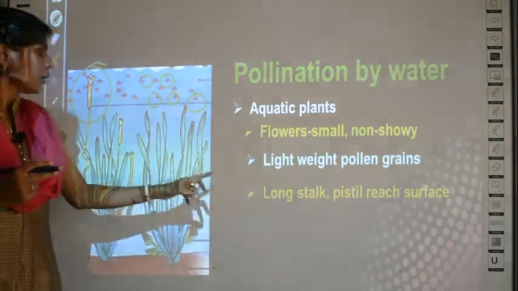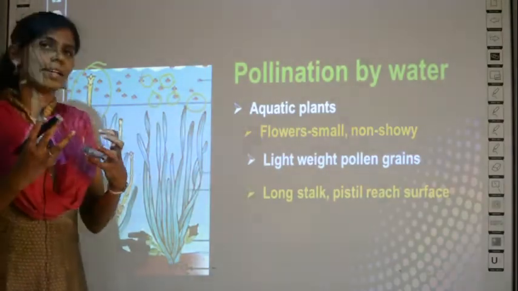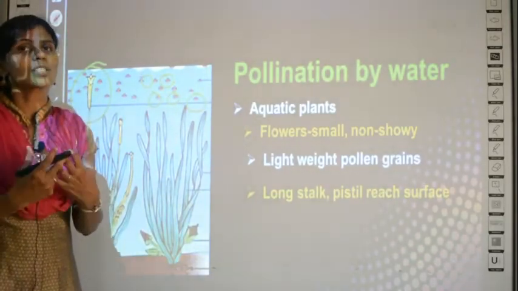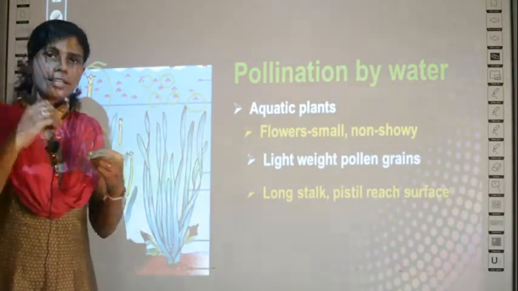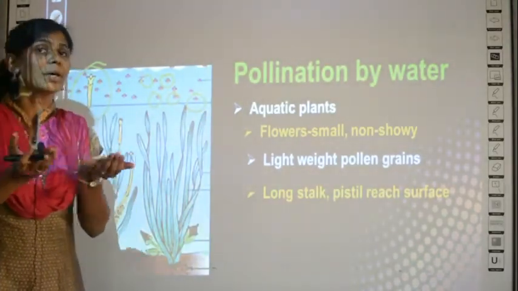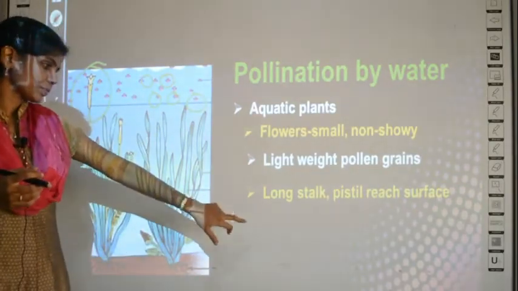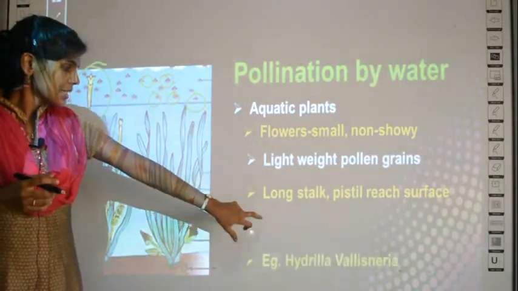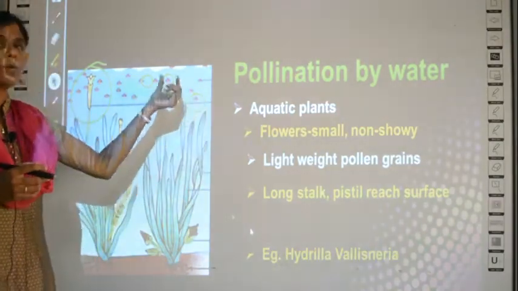Okay, and the pollen grains are also waxy in nature, so that they are non-stick to water. They are resistant to water. Water cannot enter into the pollen grains because they have a waxy coat. And since they are light weighted, they float on the water.